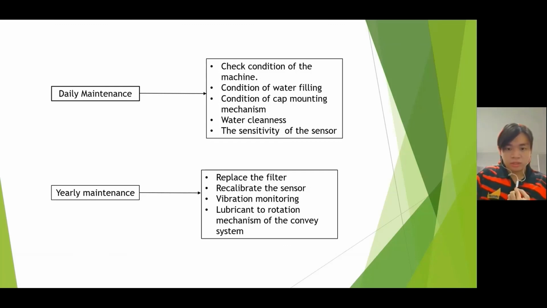For the rotation mechanism, some lubricant can be added to the rotation mechanism of our conveyor system. This can smooth our system in producing the water bottle.